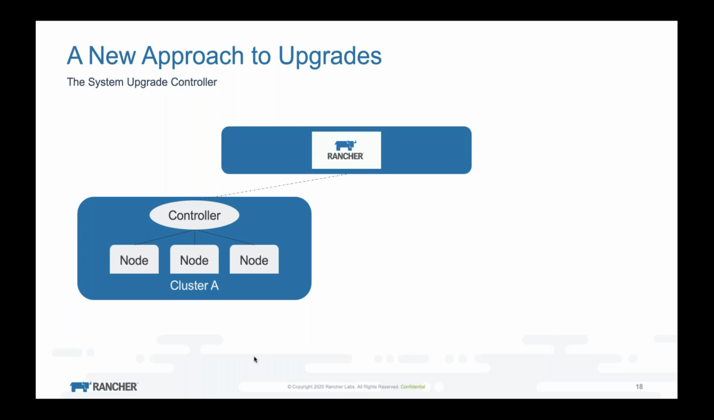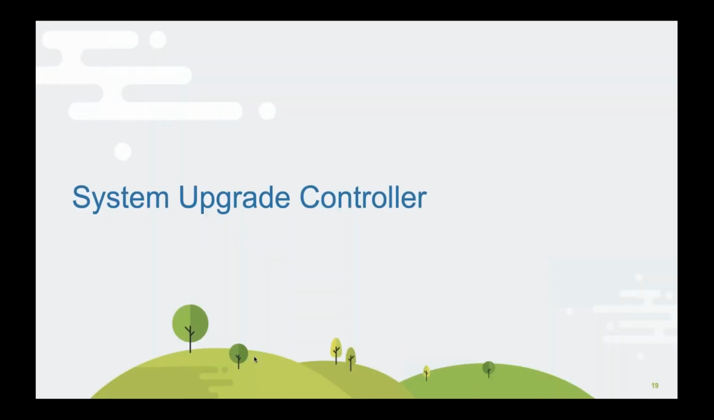And so what we're going to look at today is our path at that and the technology that'll be coming in 2.4 for upgrading Rancher, and that is the system upgrade controller. And to demo that, we'll be handing it off to Jacob.